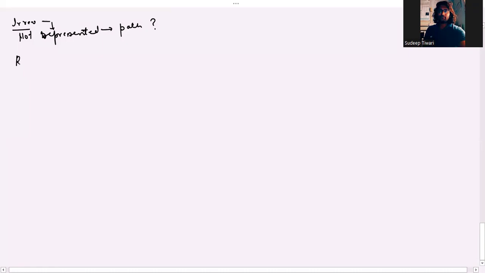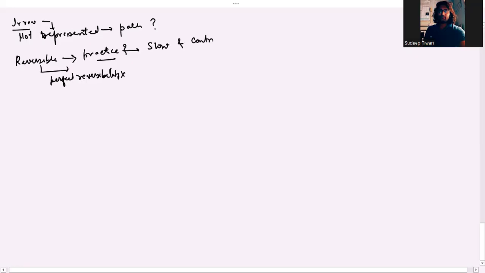Just for an example, I'm explaining how reversibility can be achieved in practice. Again, perfect reversibility is not possible. So in practice, how can we achieve it? We can achieve it by executing a thermodynamic process in a very slow and controlled manner.